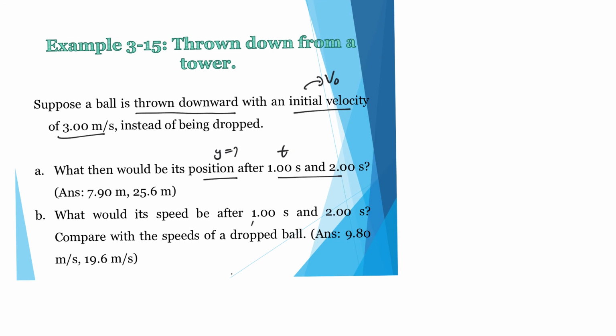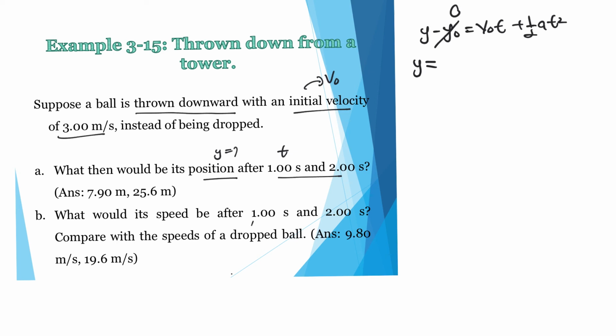Yes, like the previous one, we are going to use y minus y naught equals v naught t plus half a t square. I'm going to choose the moment it is thrown downward as my initial point, so this one is going to be 0. And then I need to find y here.